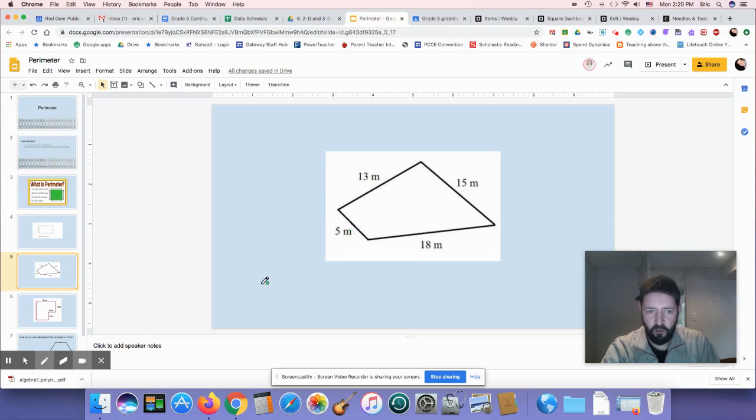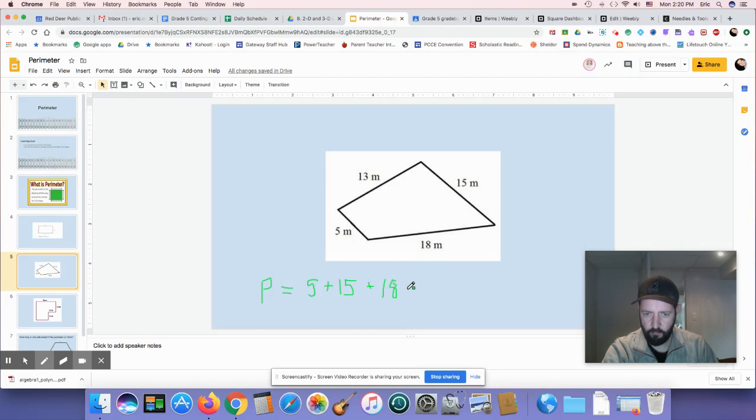So I'm going to write P to represent perimeter equals. Now, when I'm adding this together, again, I want to look for complementary numbers or numbers that are easy to add together. And so I'm going to group my 5 and my 15 together just because those are easy numbers to add together. Okay, so 5 plus 15. And then, of course, the last two numbers here that we have to add don't fit together so well, but let's just throw them down here anyways. 18.